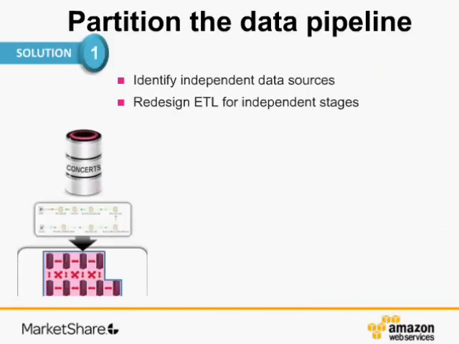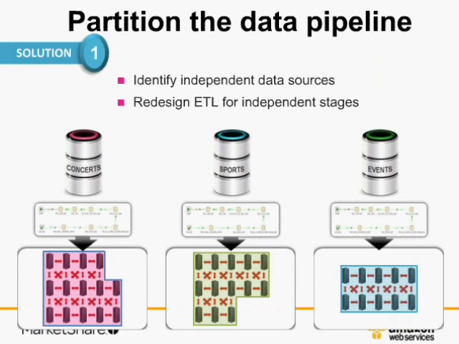The first step we took was to identify all the independent data sources. For example, in the case of Ticketmaster, we identified that concerts, sports, and events are distinct data sources. If they are distinct, then why put them on a single giant cluster? So we created Amazon EC2 instances per data source. Of course, this would mean that we would have around 100 distinct clusters running on Amazon Web Services.